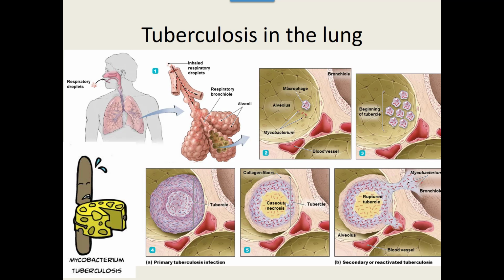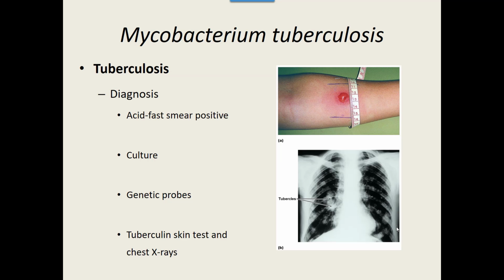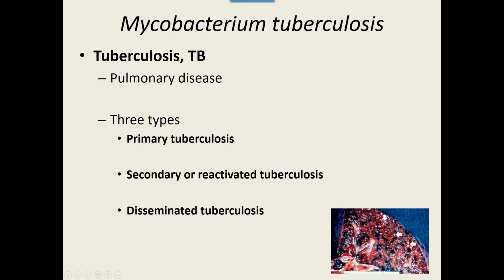Now, it's when we get into the secondary reactivated tuberculosis that the dying tubercle ruptures and the bacteria starts to spread to other alveoli in the lungs, and it can sometimes get into the bloodstream, but it is spreading. Now, if it's still in the lung area, it's still secondary tuberculosis. It's only when it gets into other parts of the body that we call it disseminated tuberculosis. So this is the pathogen traveling to other parts of the body.